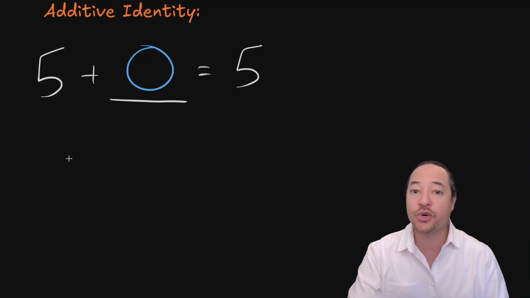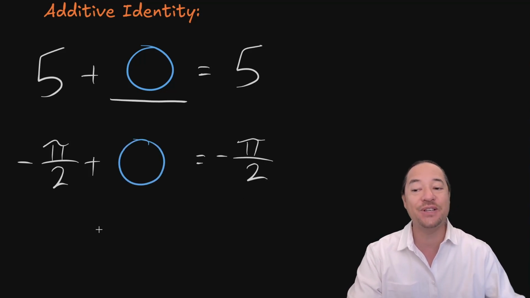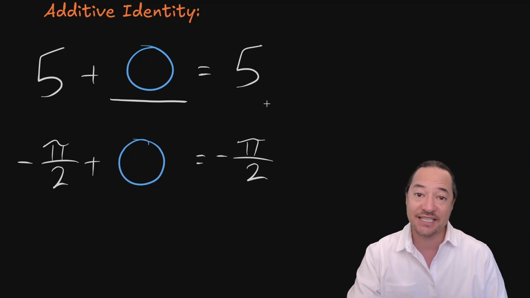And this works for pretty much any real number. For example, what if I have the number negative pi over 2? What can I add to this in order to give me that same original number back? Well, I can add the number 0, because the number 0 is what we call the additive identity.